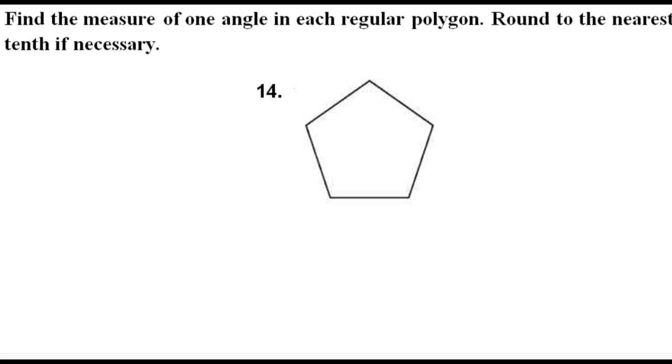Let's go to a different one, different directions here. It says find the measure of one angle in each regular polygon. So the directions are telling me it's a regular polygon. It's a regular polygon. We've already done a 5-sided figure. You can go back and look at the notes for that. I'm not going to do that one again. Let's look at this one. This is a regular 15-gon.